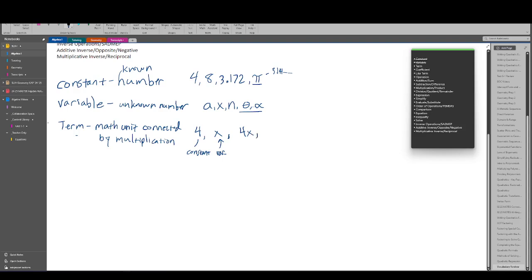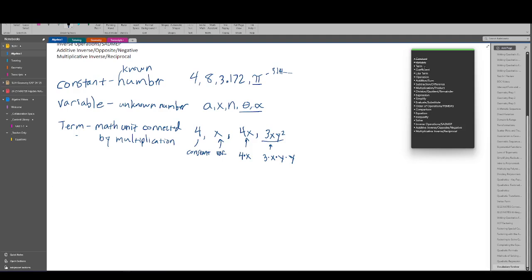We can even have multiple variables. So if I had 3xy squared, that is also a term because everything here is connected by multiplication. Remember that 4x is 4 times x, and 3xy squared means 3 times x times y squared. So all of those things are connected by multiplying, so it's still a single term.